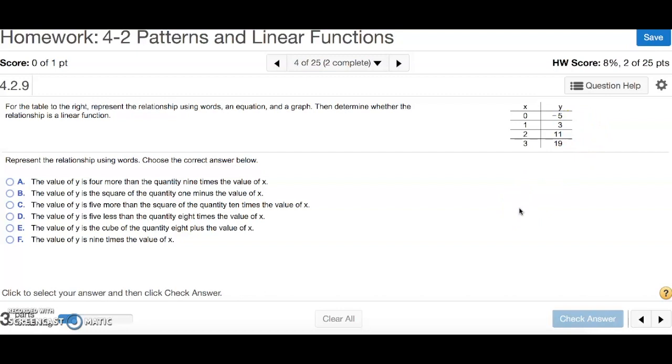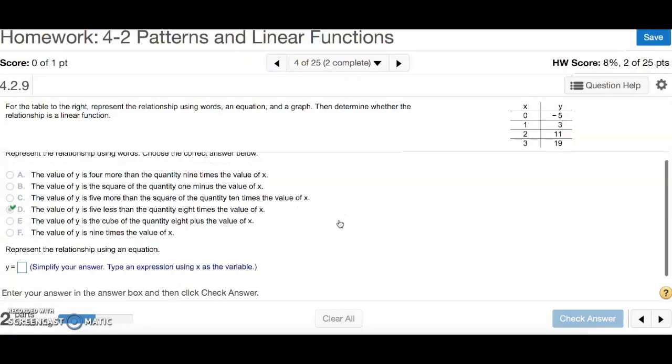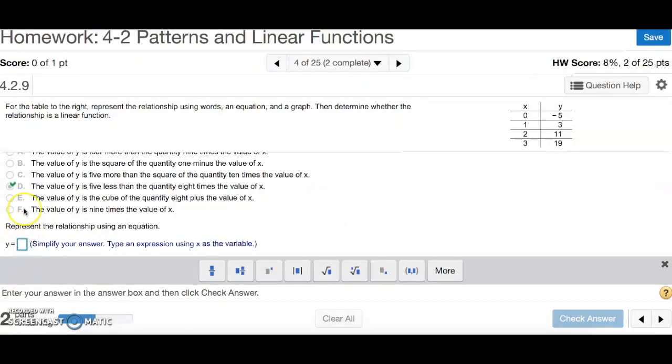It's linear. So what you do to that rate of change is multiply it to x. So 8 times the value of x. Only one of these involves 8 times the value of x, and that is D. Now, typing in the equation, we have 8x. Now, say I pick one of these x's. Let's pick 1. So 8 times 1 is 8. Now, what do I add or subtract to 8 to get 3? I would subtract 5. So that means minus 5 will go in the second part of my equation.